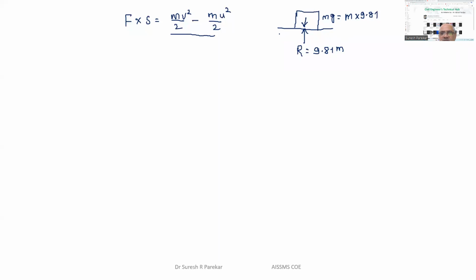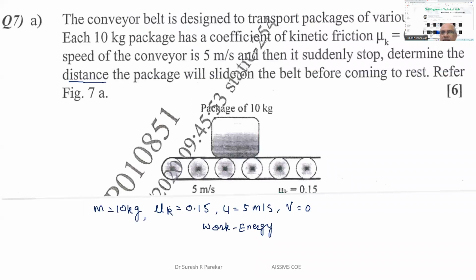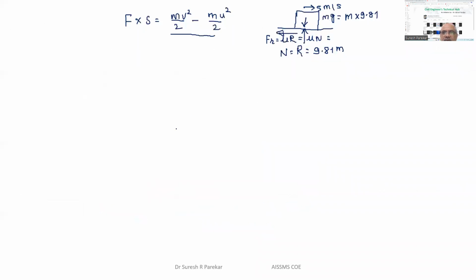No force is given, so we have only frictional force. This is R, or I can say normal reaction. And then we have frictional force that is equal to mu R or mu N, and that is in the opposite direction of motion. We are assuming we have velocity 5 meters per second towards right. And then we will get this force, given mu k 0.15, that is equal to 0.15 into 9.81 into m.